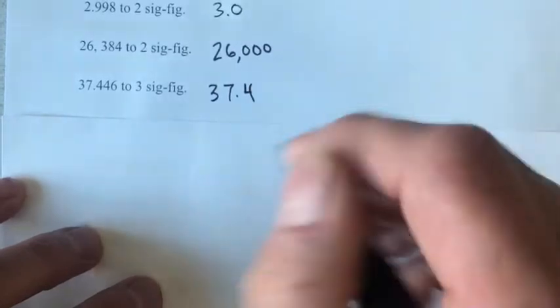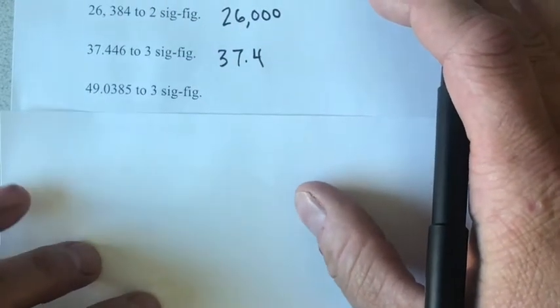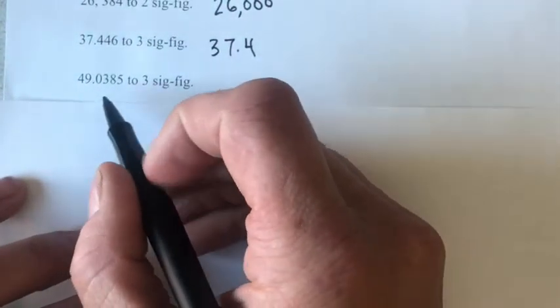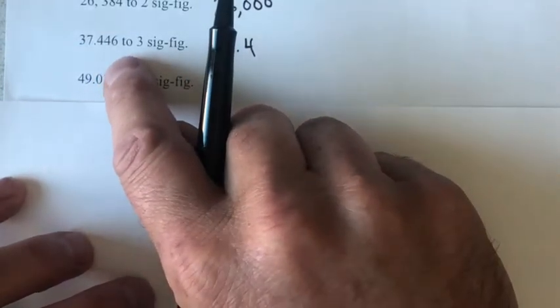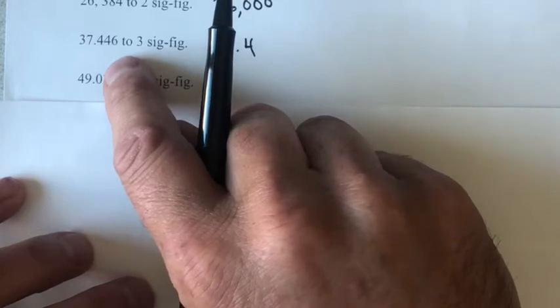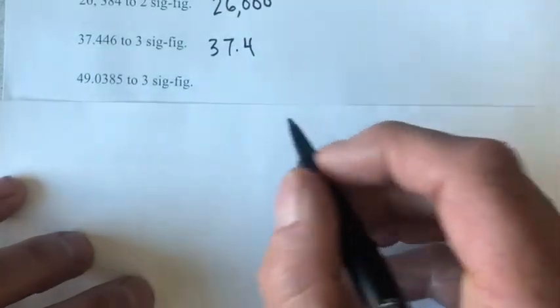All right. A couple more of these and then I think we'll be pretty well dialed here. 49.0385, let's go to three significant figures, and there's your numbers, right? 49.0, those are the first three sig figs. How does that 3 after the 0 affect it? Well, it doesn't. This is going to be 49.0.